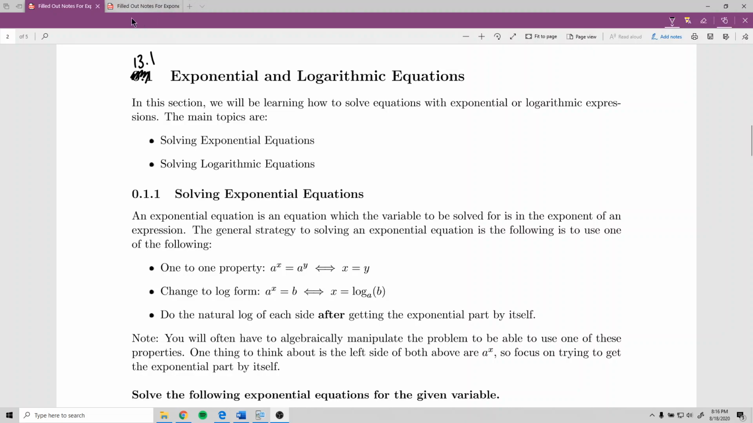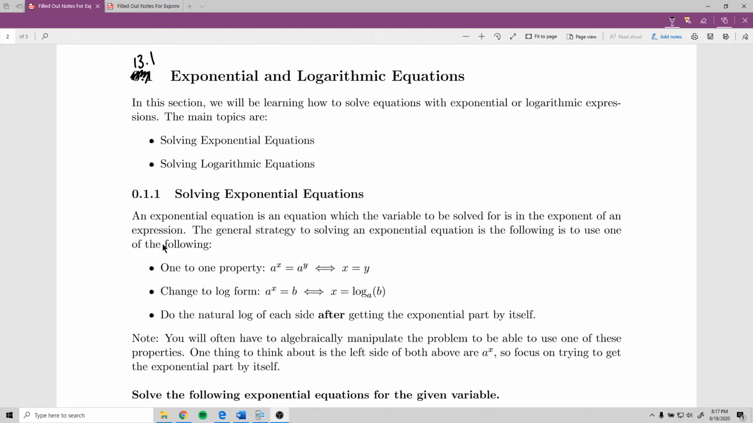This video will be on section 13.1, exponential and logarithmic equations. We'll break this down into two parts. The first part we'll look at solving exponential equations, and the second part we will look at solving logarithmic equations.